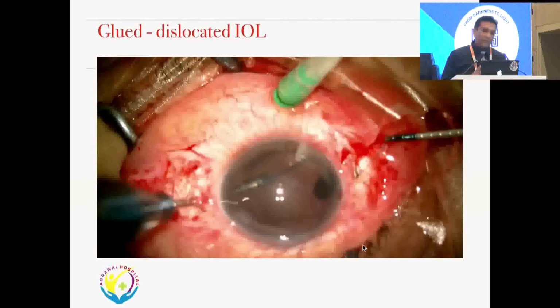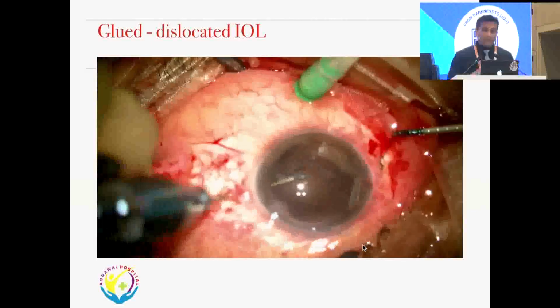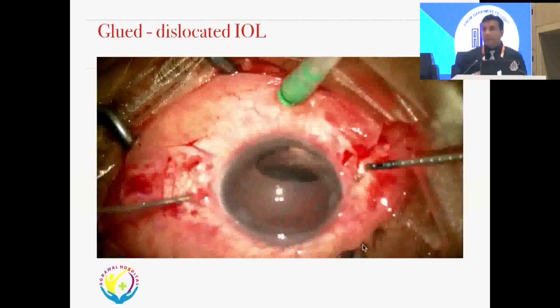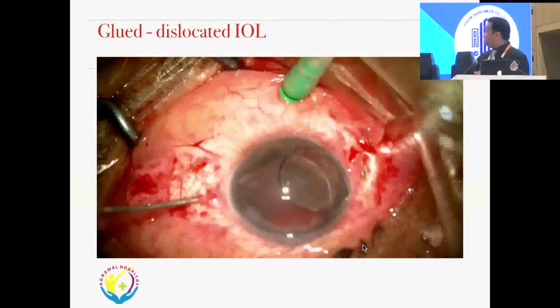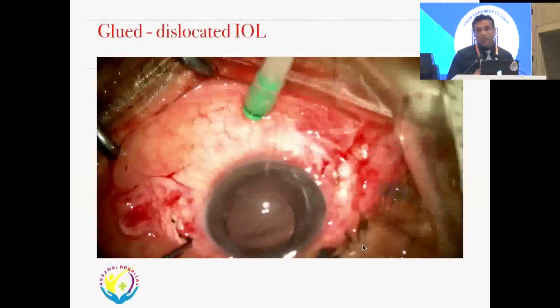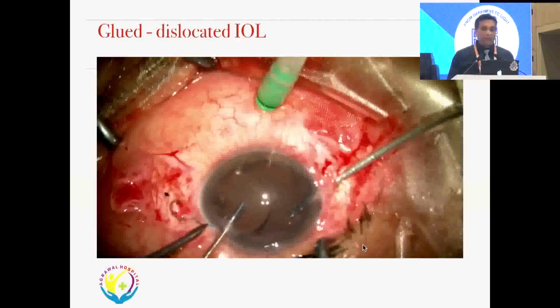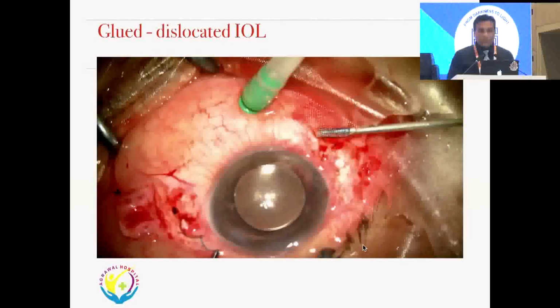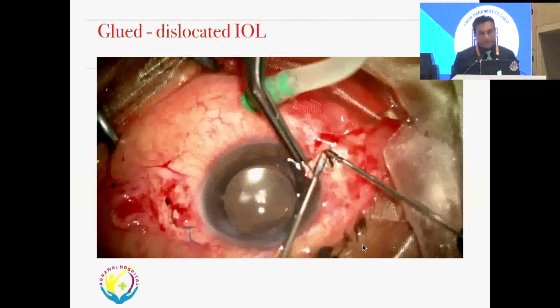The third mistake I'm doing here is I'm not bringing the IOL into the anterior chamber, and this is dangling, which can be dangerous. The haptics are sharp and they can create breaks in the retina, and this should not be done. The ideal way of doing it should be that you bring the IOL into the anterior chamber, stabilize it, and then do the maneuvers of exteriorizing the haptics. So these are the few things which you have to remember while you're starting glued IOL.